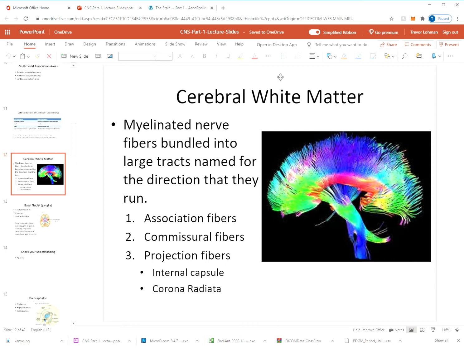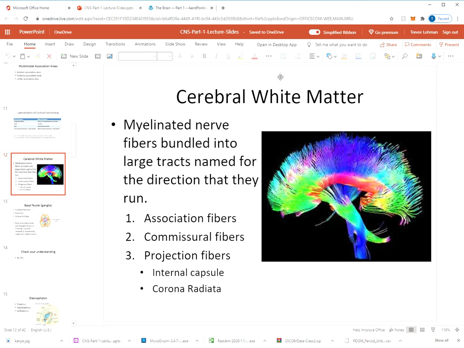You can think of them as copper wires. The analog to the gray matter would probably be like the hard drive or the computer chip or the processor in a computer. And this white matter is like the electrical wires that connect all those components. So we can name that wiring based on what direction it's headed. So we have 3 types. Let's take a look.